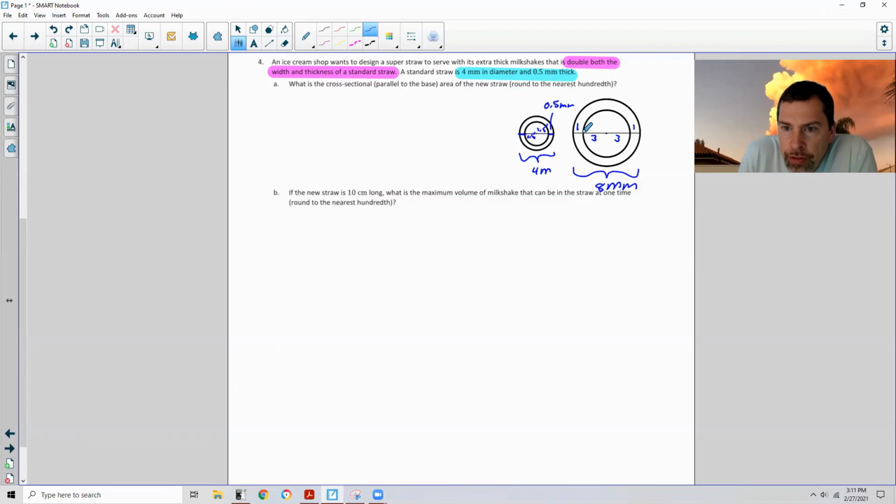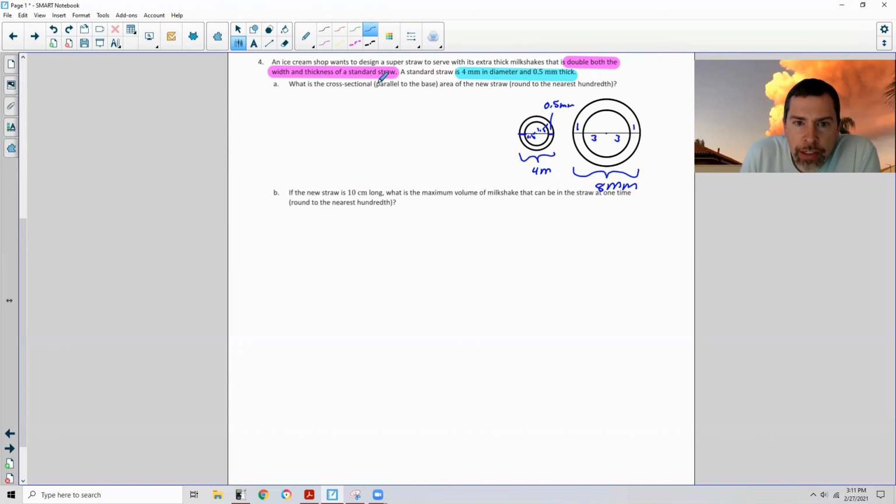So we have 1 plus 3 is 4, plus 3 is 7, plus 1 is 8. 1/2 plus 1.5 is 2, plus 1.5 is 3.5, plus 0.5 is 4. So 4 and 8, okay? Diameter doubled, thickness doubled. So there is our diagram.